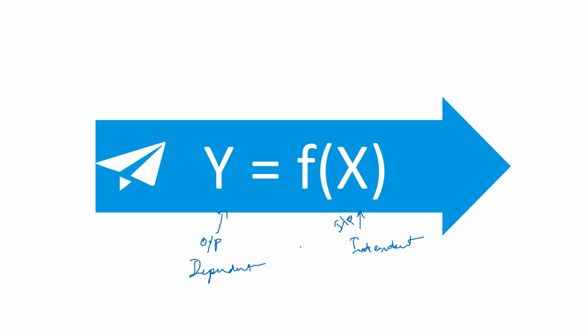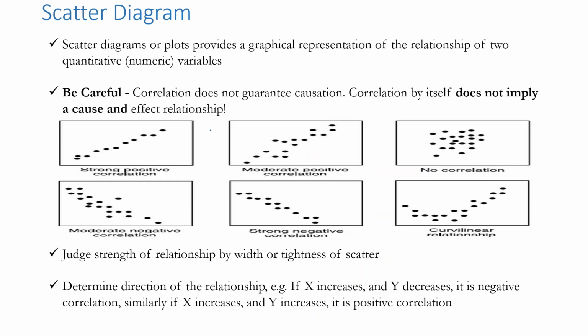So here we'll get an equation: y equals beta naught plus beta 1 x. Let us talk about how exactly these equations are calculated. This equation has coefficients which play the key role in predicting the y output variable. So first we look into the linear relationship. A scatter diagram looks into various things.